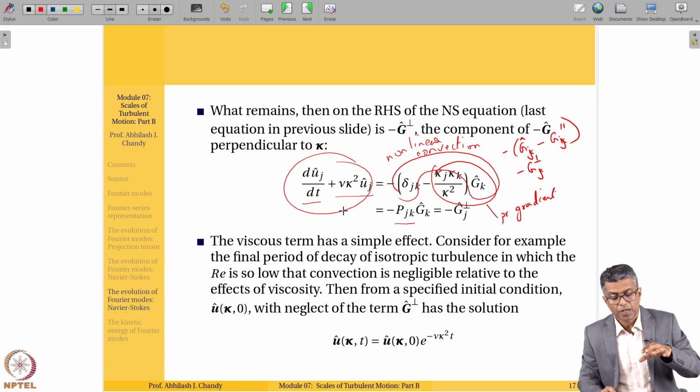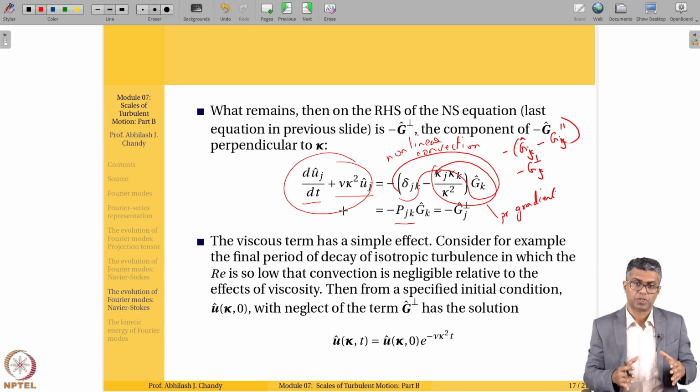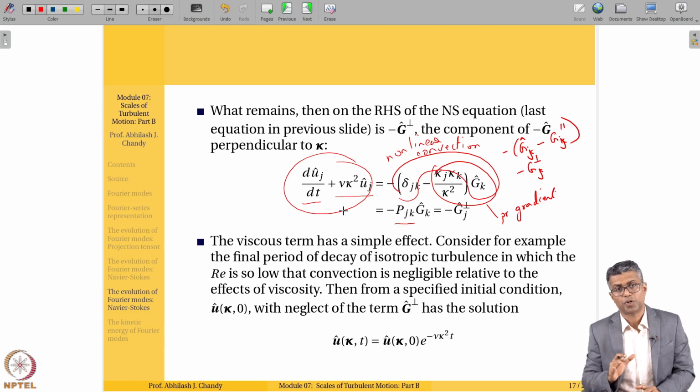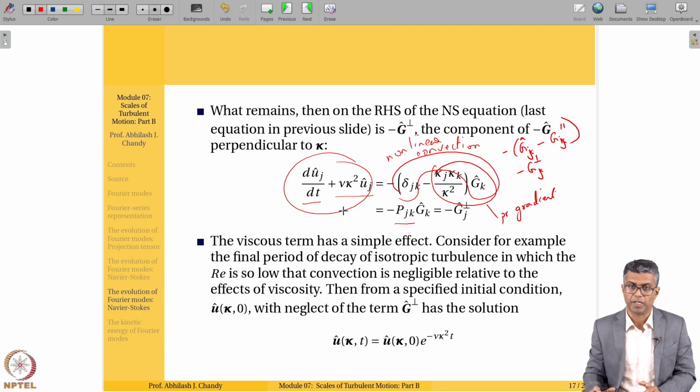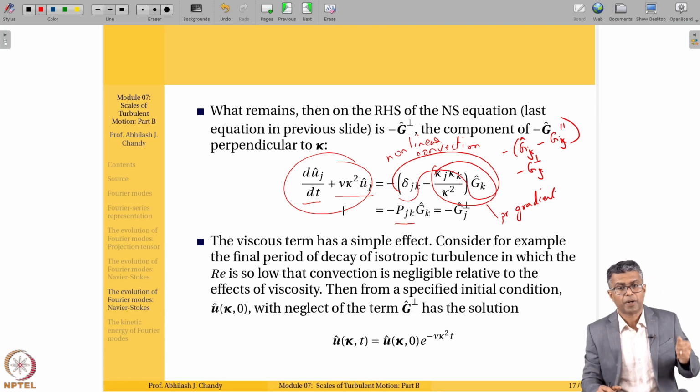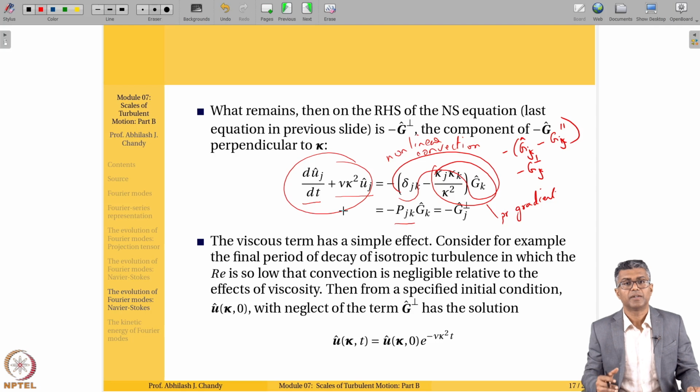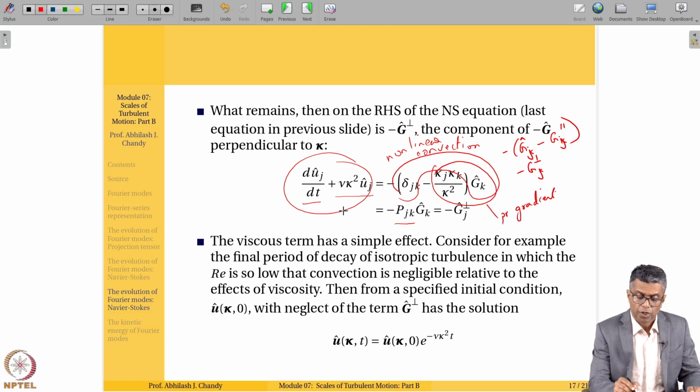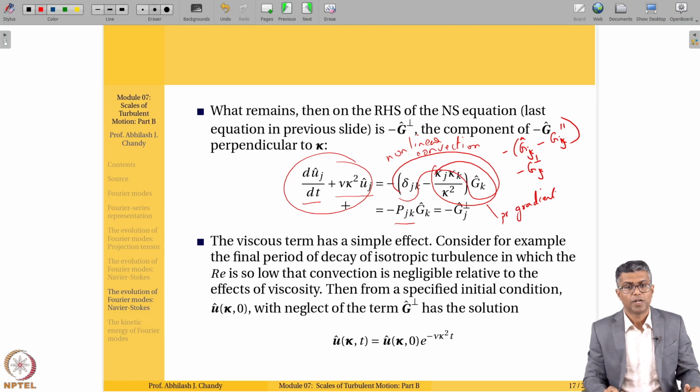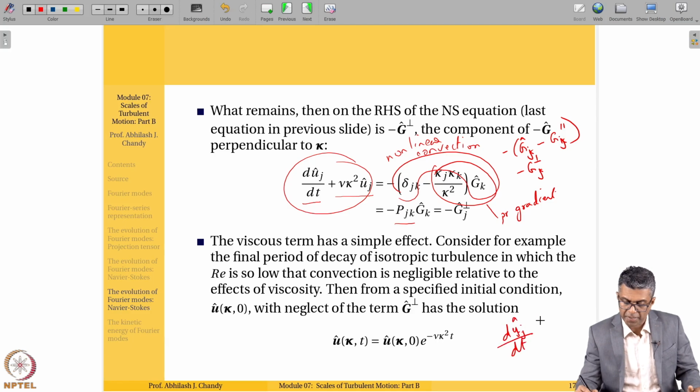So let me repeat. You had the Navier-Stokes equations, which are originally partial differential equations. By converting it into wave number space, what you have done is you have converted it into a set of ODEs. And that is a time dependent first order ODE once you neglect the convection term. That can happen when the Reynolds number is really small. So then you only have the left hand side left. So d uj hat dt plus nu kappa squared uj hat is equal to 0.